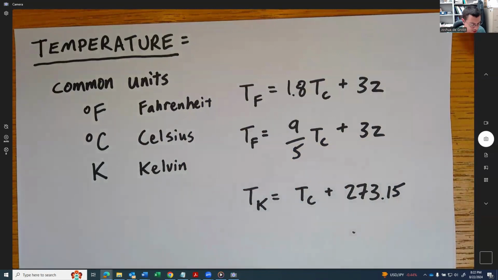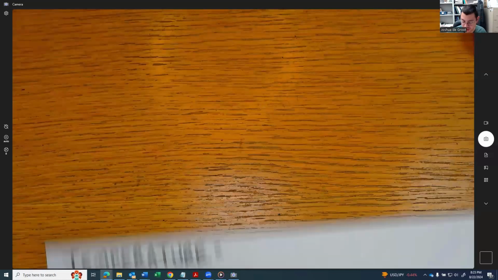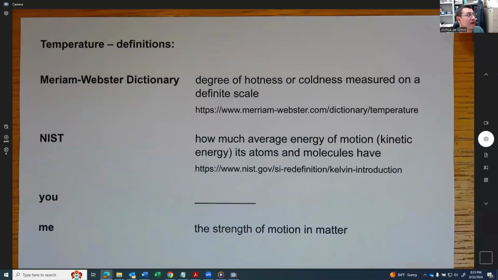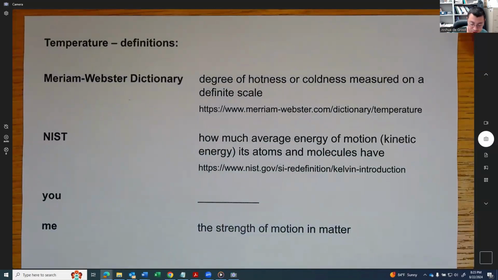So temperature, some closing thoughts. We associate temperature with thermometers, with the weather, but what does it really mean? Okay. I like to think of temperature as the strength of movement in a material. Okay. So let me maybe bring up some other definitions so you can maybe get around that idea. We'll start with the Merriam-Webster. Okay. They're calling it a degree of hotness or coldness measured on a definite scale.